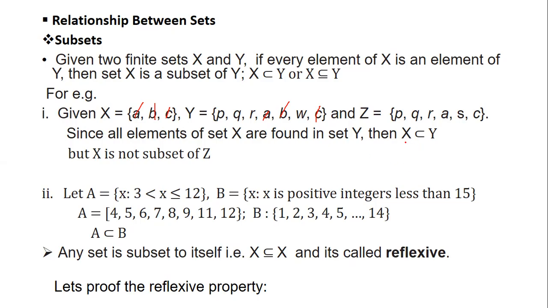I will write the symbol like this. Now, when we do the same thing to X and Z, even though some of the elements of X are found in Z, we have A there, and we have C also there, but B is not there. And we have P in Z, P is also not in X. Therefore, we say that X is not a subset of Z, and Z is also not a subset of X.